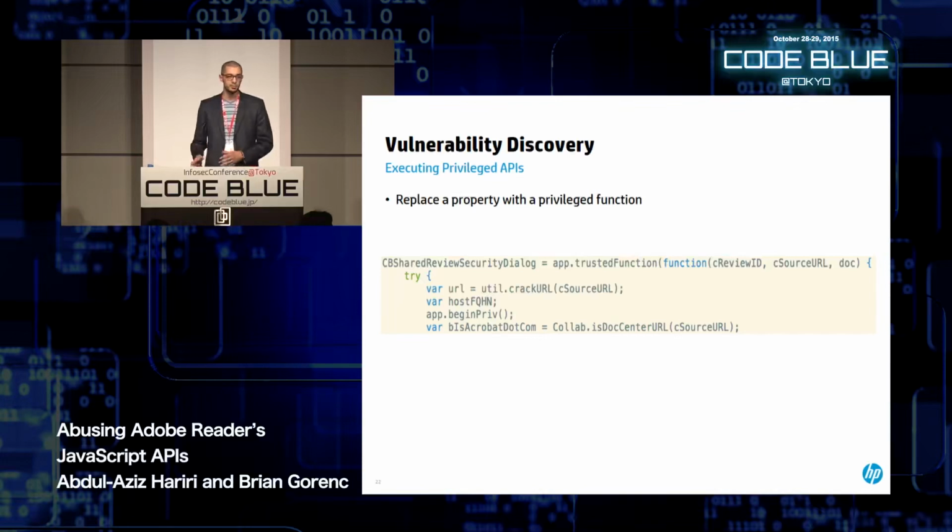And finally, if we are able to do that, we have to find a trusted function with a privilege block with something inside it that we can hijack. This is one of the functions inside the decompiled JavaScript code. Basically, it's a trusted function with a privilege block. It has 3 arguments, and one of them is interesting, which is the cSourceURL. The cSourceURL is passed to collab.isDocCenterURL, which is inside the trusted block, the privilege block. So the plan here is to hijack or overload this function with a function that is privileged, so that we can execute a privileged function from inside the privilege block.